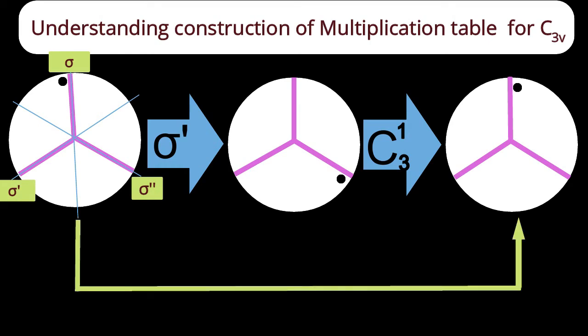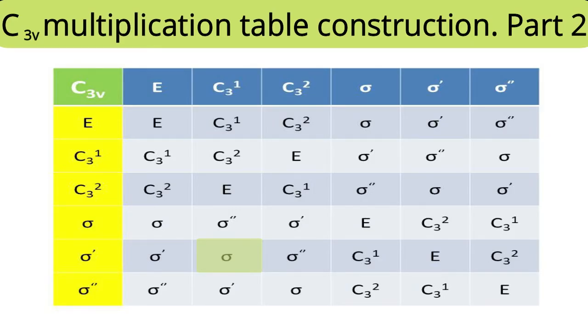See, what is the difference in those two structures? In the original structure, the knot is to the left side of the upper bar, and in the resultant structure, the knot is towards the right side. Yes, you are right. It is possible by one reflection operation. Which is that plane? Sigma dash. Sigma dash into C31 is equal to sigma. That's our construction. Let us see what the multiplication table says. Sigma dash into C31 is equal to sigma.